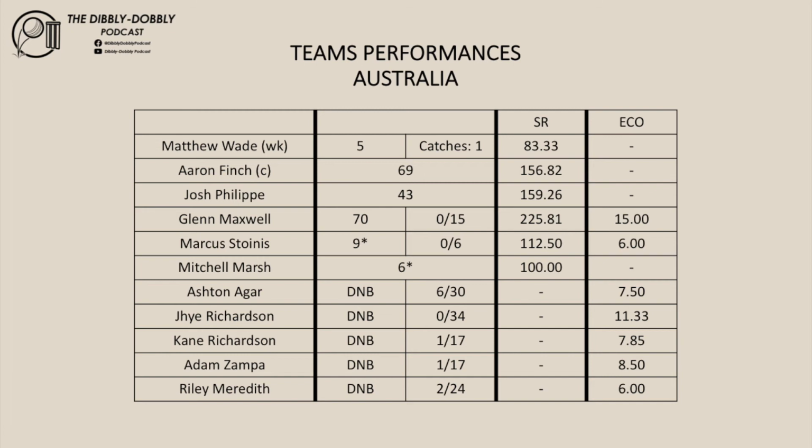Adam Zampa and Kane Richardson did well, taking a wicket each. Jhye Richardson had one of those games where you don't take a wicket, and that happens in T20 cricket. Stoinis only bowled the 1 over. He went for 6. Same with Maxwell, went for 15. Didn't take any wickets. But overall, Australia's bowling performance was pretty good in this match. Much better than the first 2 games.